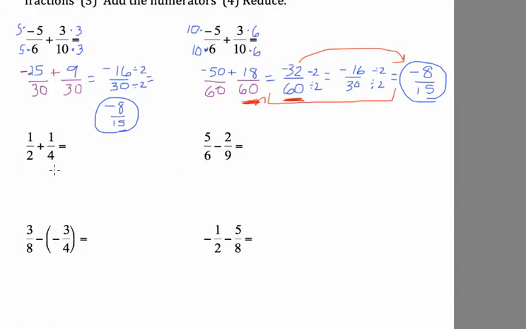1/2 plus 1/4. You may be able to do this one in your head. Think of pies. If you have a half a pie plus a fourth of a pie, you've eaten 3/4 of the pie.